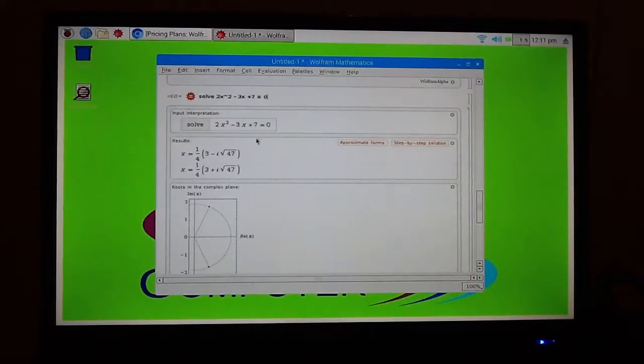It took a little while to do it, not very long, and it gives me the results. And here are the two solutions. They're complex numbers, and here they are on the complex plane. So it shows you that.